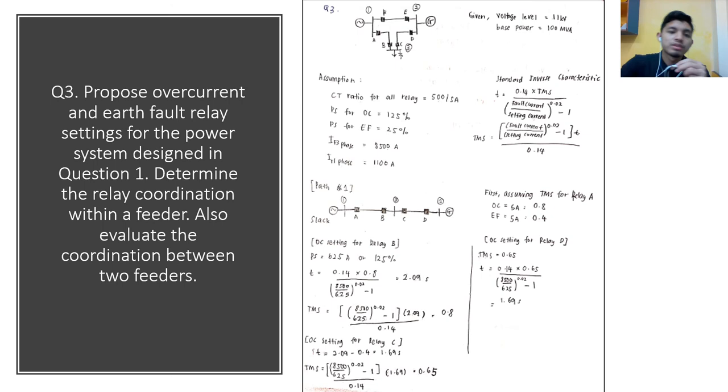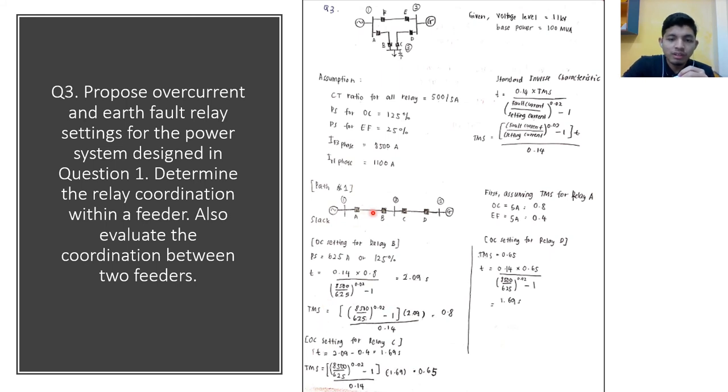To solve question number 3, first I draw this diagram that I proposed in question number 1. Then I assume the plug setting for OC and also EF, and I also assume the three phase fault current and also single phase fault current for this system. For the first path, from relay A, B, C and also D, this is the calculation for the time and also TMS.